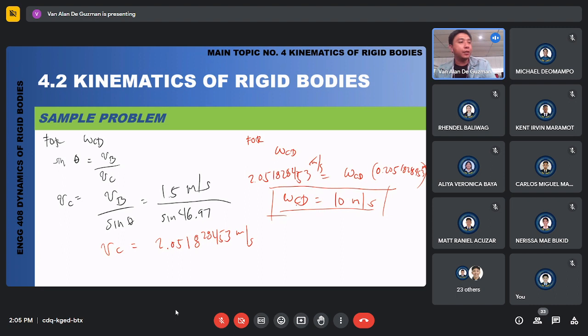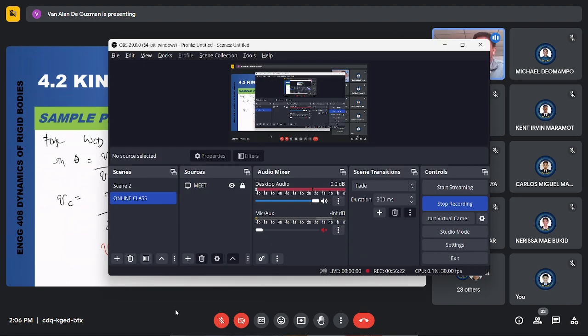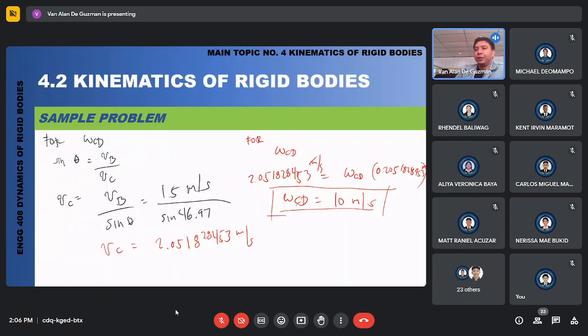Sige, so that will conclude yung ating lesson regarding dito sa ating general motion or yung ating relative motion analysis for the analysis natin of general plane motion. So bukas, we'll continue. Online ulit tayo bukas. Sorry lang at napa-overtime tayo ng konti. We'll continue with our lesson: instantaneous center of zero velocity. Method of analysis naman yung gagawin natin bukas.